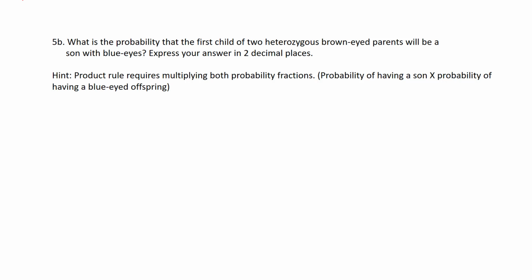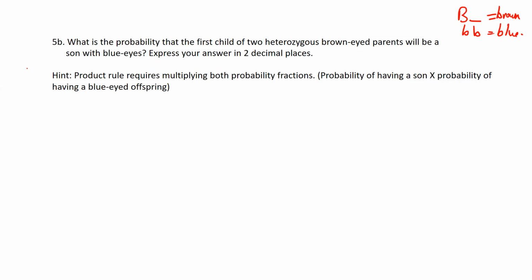Okay, question 5b. We're going to take the legend that we talked about in 5a, and that, of course, was capital B with a line means this is always going to be brown, and to have blue, two little b's. I'm just carrying that over from question 5.